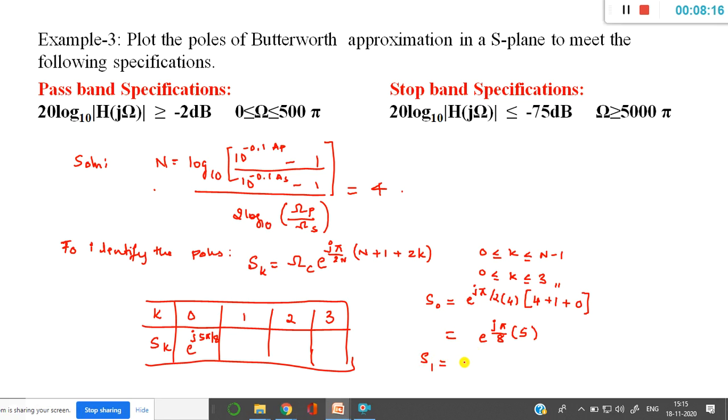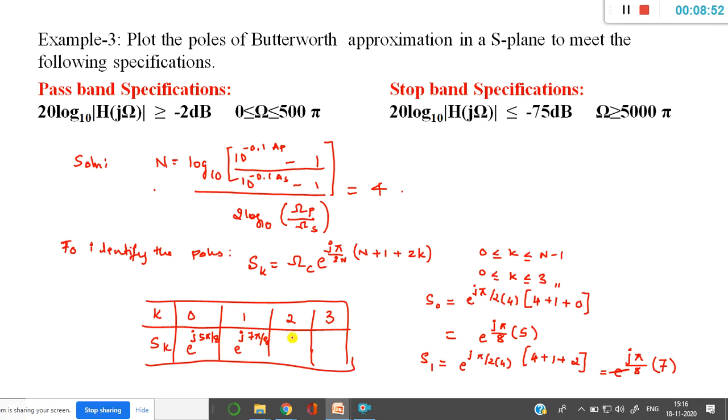So if I put S1, k equal to 1, what is the answer? That is e to the power of j pi by 2 into 4 into 4 plus 1 plus k, is 1 into 2, that is 2, right? So this comes to be e to the power of j pi divided by 8 into 4 plus 1 is 5, 5 plus 2 is 7, so that is 7 pi by 8, right? Is it not? So the second pole lies at e to the power of j 7 pi by 8.